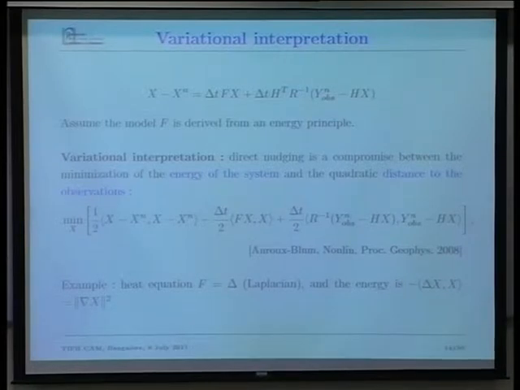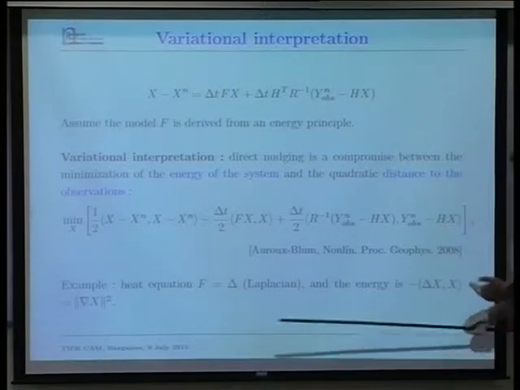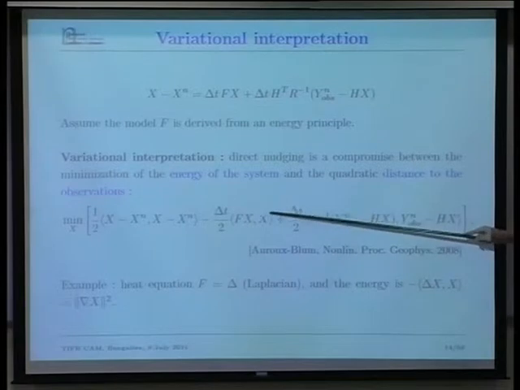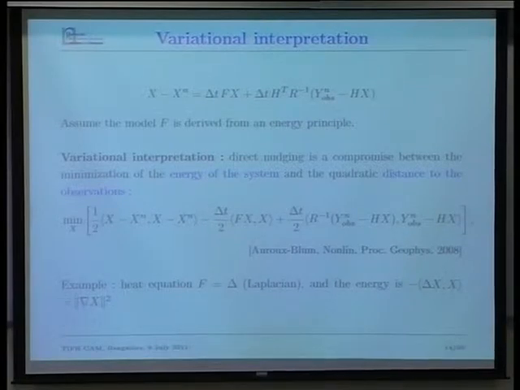So the idea is that the solution that you compute at the next time step with the nudging is exactly the minimum of the compromise between the energy of the system and the distance to the observations. So I think that it is at least as physical as the 4D-Var, in which you minimize the compromise between the observations and the feedback to the background state.